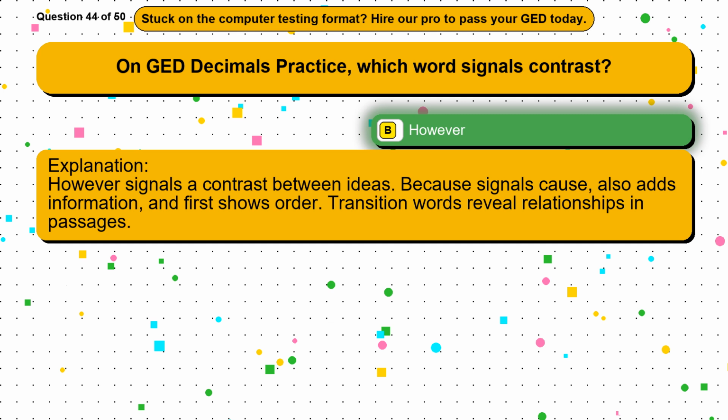Because signals cause, also adds information, and first shows order. Transition words reveal relationships in passages.